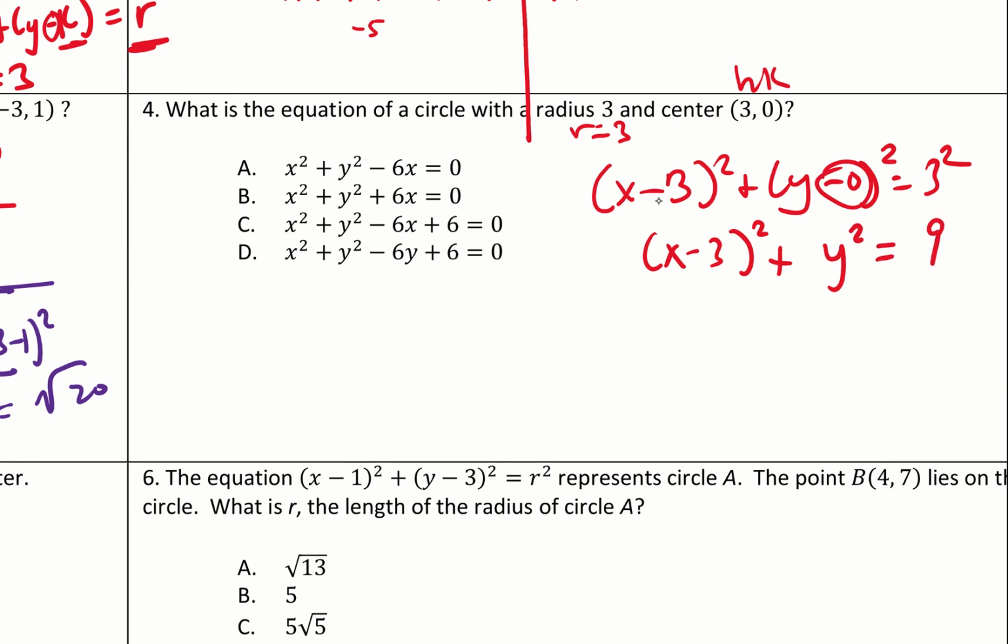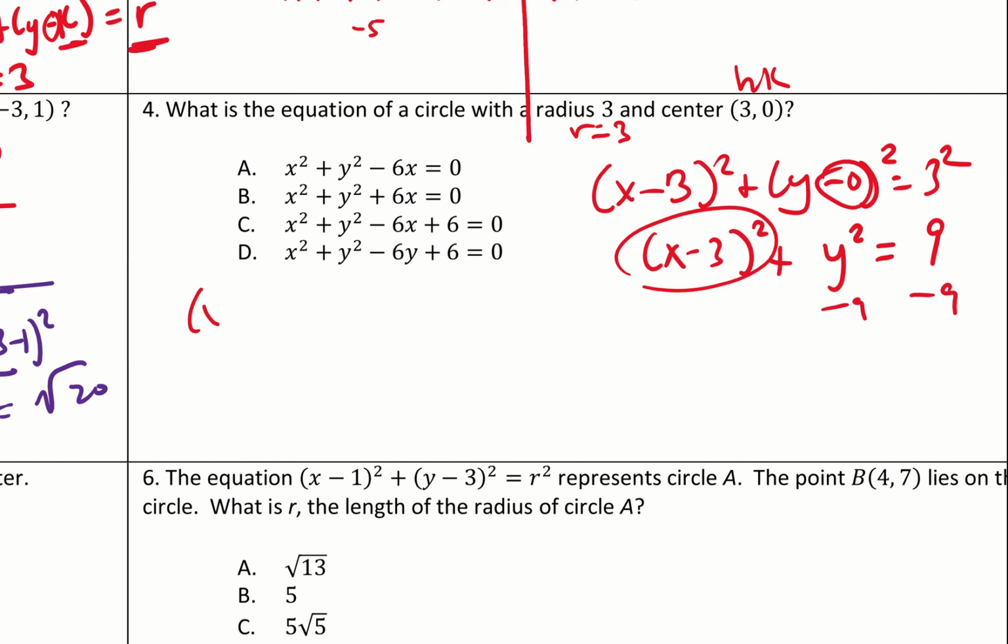Now, that's the equation of the circle in standard form. However, they have it in a different format. So basically, they have one side equal to 0. So let's move everything to one side. Let's just subtract the 9 on both sides here. And we're going to have to FOIL this.